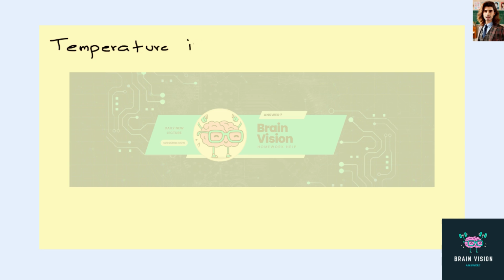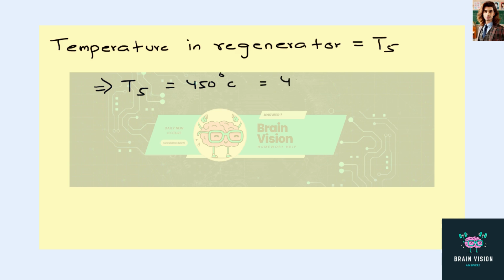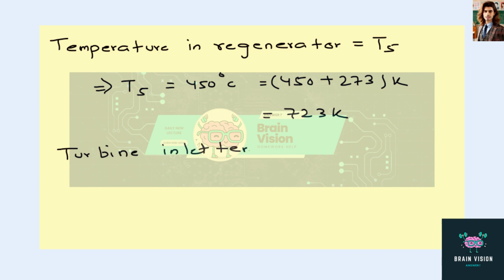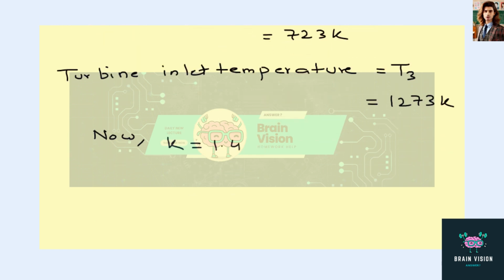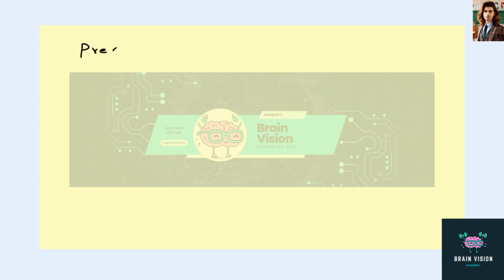Now the temperature in the regenerator is T5, and T5 can be given by this. I am just changing degrees centigrade to Kelvin, so we are getting 723 Kelvin. Now the turbine inlet temperature is T3, and T3 is 1273 Kelvin. Going forward, we have K is equal to 1.4 for this problem.